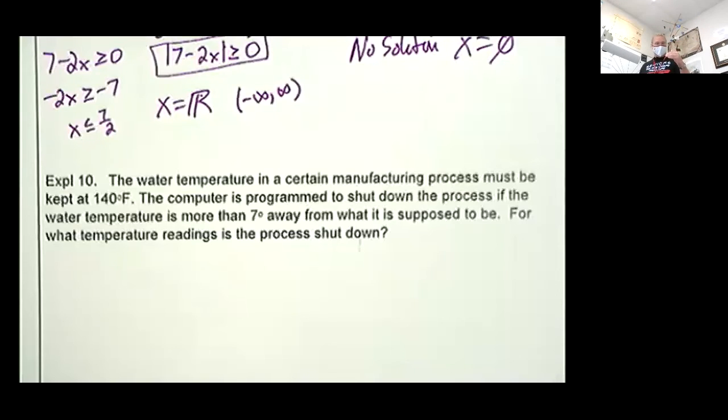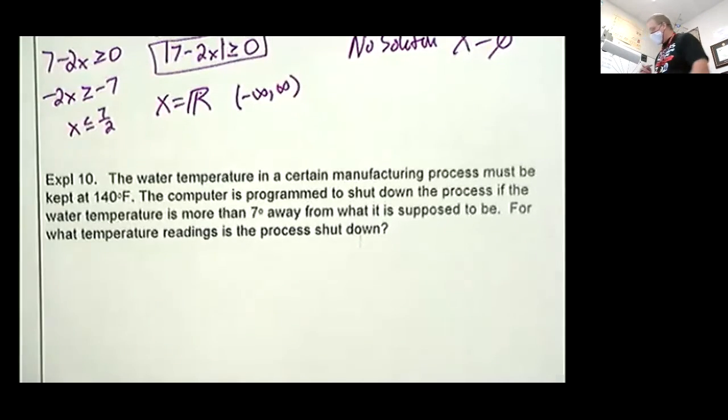So the goal is 140, but we can go up to 147 and we can go down to 133. So we have kind of a 7-degree each way, 14-degree total, range of where we're trying to be. For what temperature readings is the process shut down? And I actually just gave you the answer.